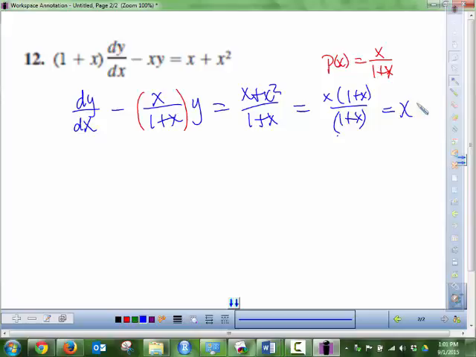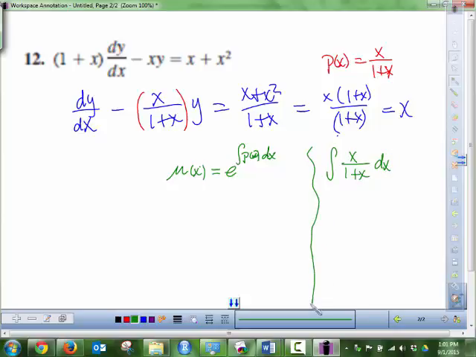Okay. So now that I've identified my p of x, what was the integrating factor again? Mu of x is equal to e to the integral of p of x. So we need to take the integral of this. That doesn't look easy. Any suggestions? Put it into Wolfram Alpha. U substitution?